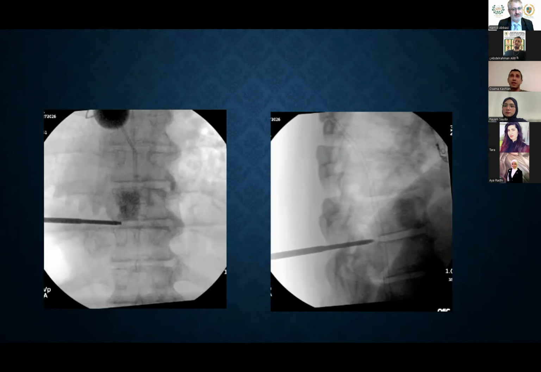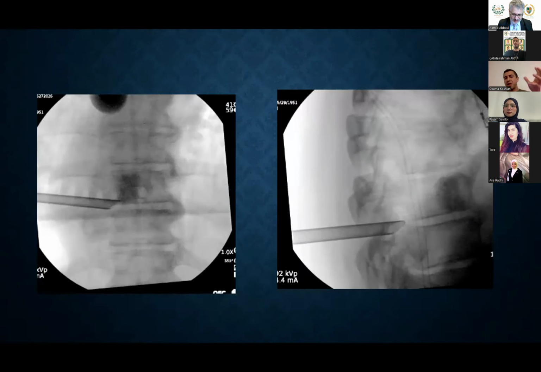So you get the Jamshidi needle in there, you get your K-wire in there, you get your dilators and your reamers in there, and I'll show that a little bit more later. And then you get your working channel in there. So by this point, you've reamed a lot of the bone out of your way. You're in there, and as you can see here, you have a great approach to the disc space.